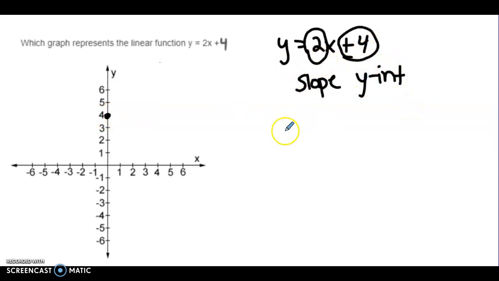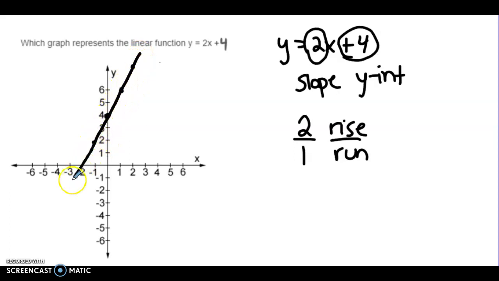And then I'm going to do my slope. Right now, my slope is not written as a fraction, so I'm going to make it a fraction by putting it over 1. And remember, slope is always rise over run. So from 4, I'm going to rise up 2 spaces and over 1 space. And you can do that as many times as you want. You can also go down 2 and backwards 1. But hopefully you will see that this is what your line should look like.